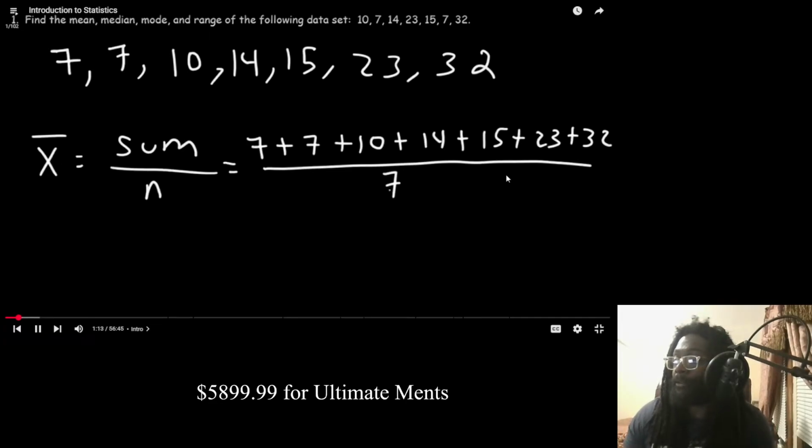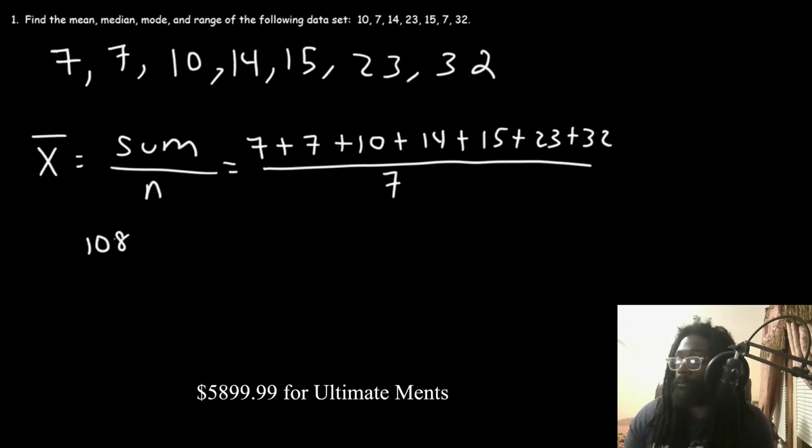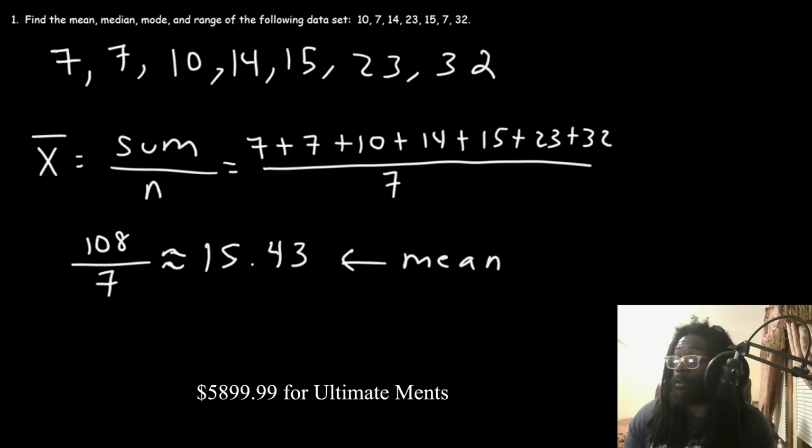So the total sum that I got is 108. If you take 108 and divide it by 7, that's going to give you 15.4. I'm going to round it to 3. So it's approximately 15.43. So that is the mean. That's how you can find the mean. Okay. Now, what about the next thing?